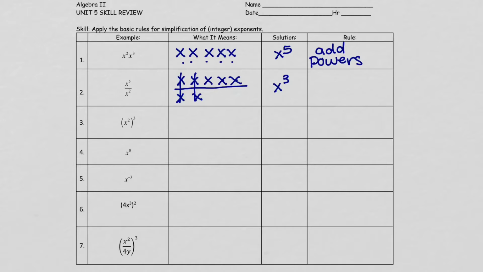So how did we get from x to the 5th over x to the 2nd and end up with x to the 3rd? Well, we subtracted those exponents. So we are going to subtract powers when you're given a fraction like that.